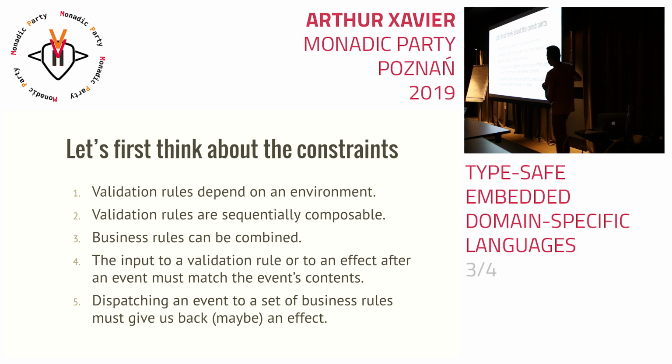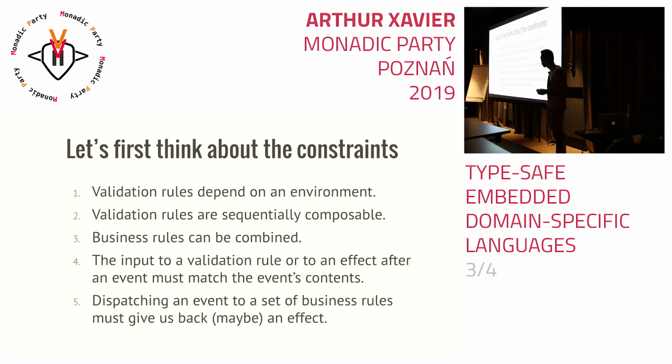So for the first rule, given that validation rules depend on an environment, some of you might be familiar with a reader monad. We're not going to use it here, we're going to use just functions because they're isomorphic to it, right? So if we are given the promise that we're going to have an environment and we want to access it either way, even if we don't have it right now, we can just represent this as a function from an environment to another value, right? So there's a solution to that. Validation rules are sequentially composable.